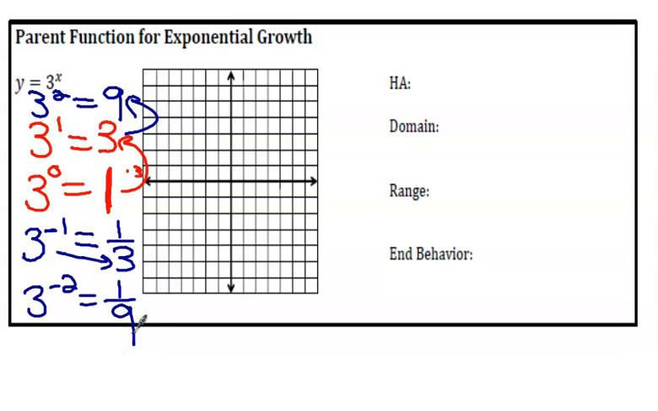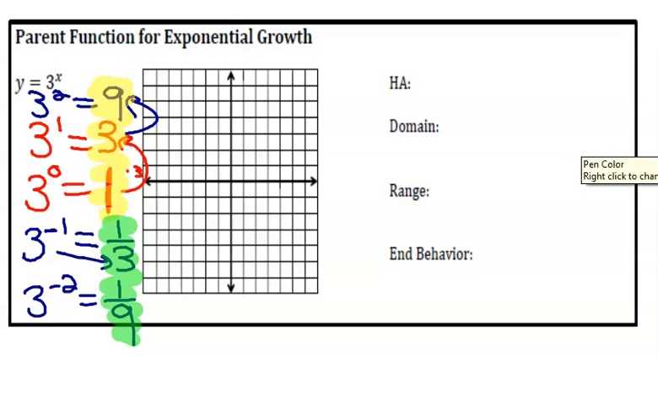So if you notice, when I plug in positive numbers, it goes up really, really fast. And when I plug in negative numbers, it gets smaller and smaller, closer and closer to 0. So that's the difference.